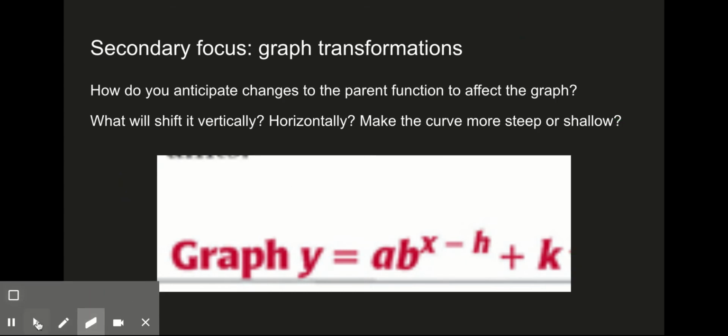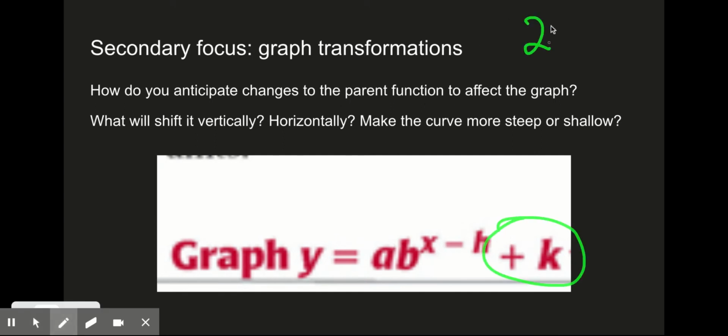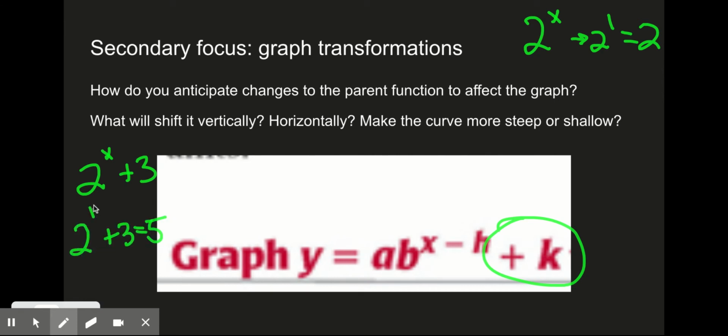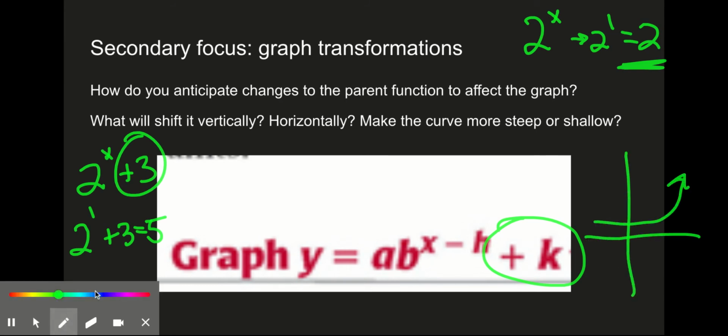People do a pretty decent job of piecing together that k impacts the output because you're saying if you have 2 to the x and I do 2 to the first, I get 2. When I do 2 to the power of x plus 3, now when I do 2 to the first, I'll get 2 plus 3 is 5. So suddenly I'm 3 above where I used to be on the parent function. So what does this look like? It looks like, well, we've got graphs like this. And suddenly when I start doing this shift, now it's the same graph, it's just elevated a bit.